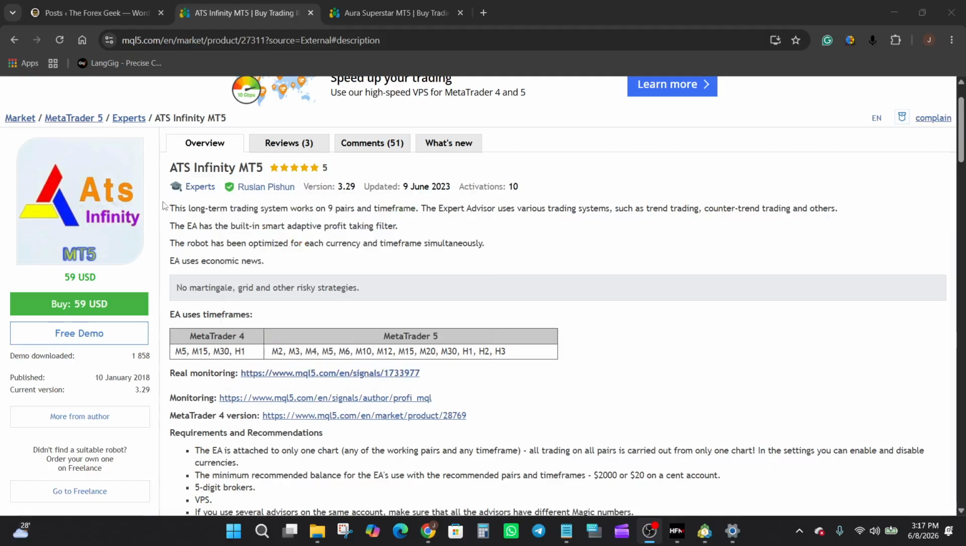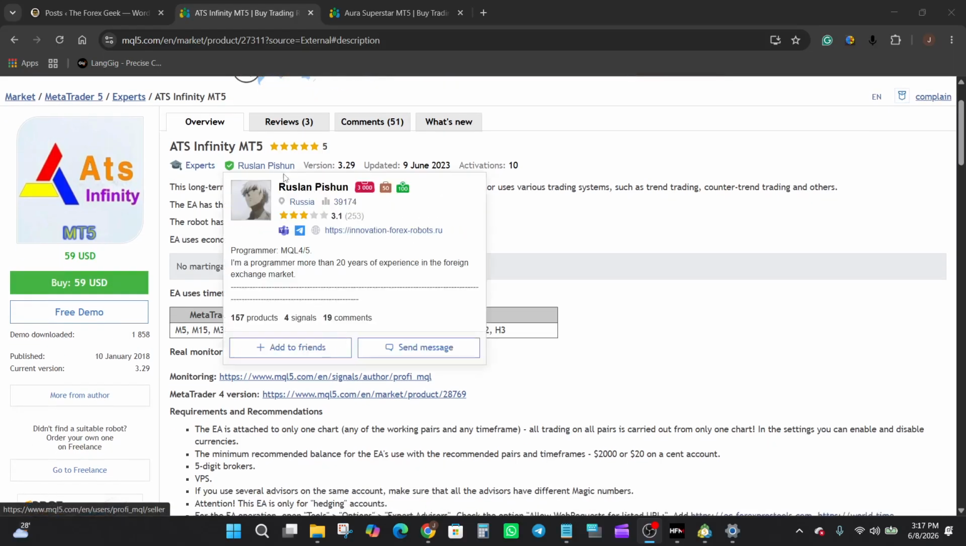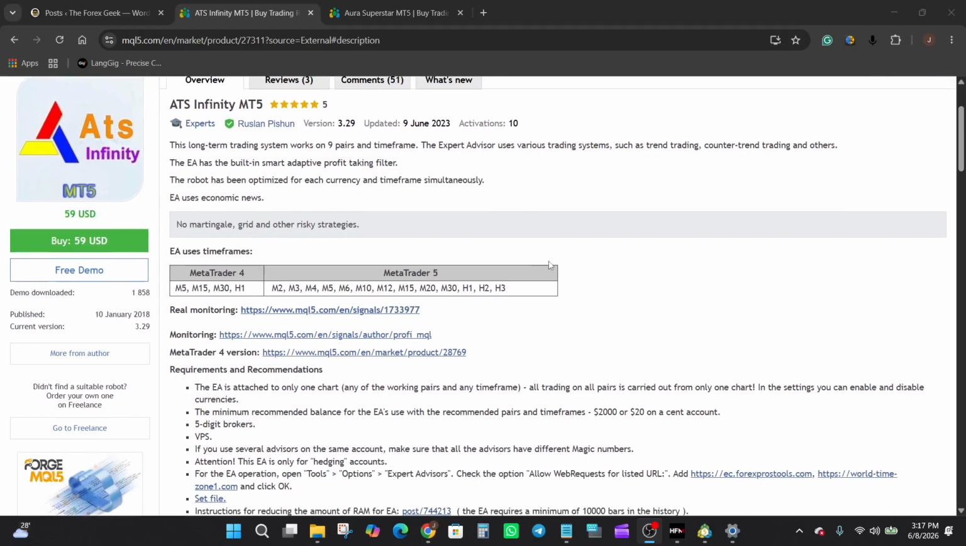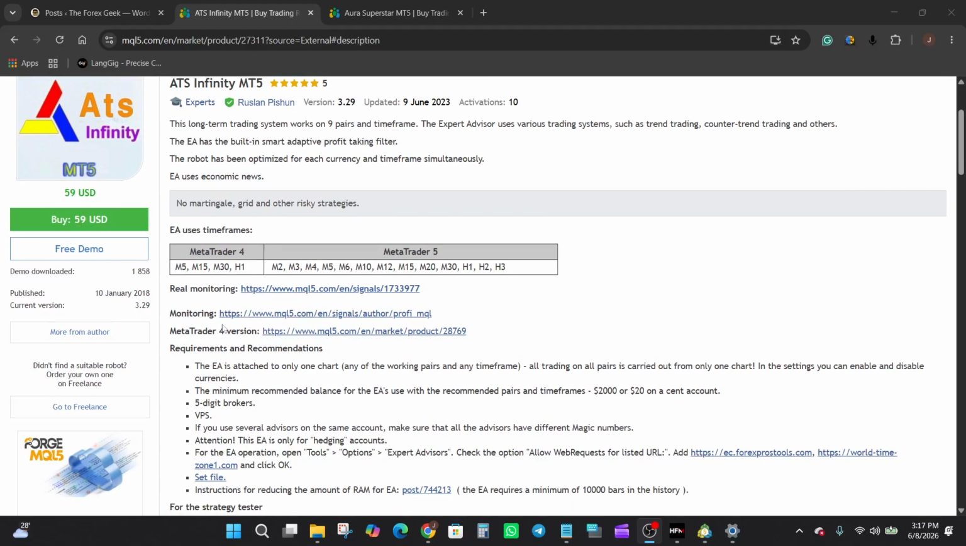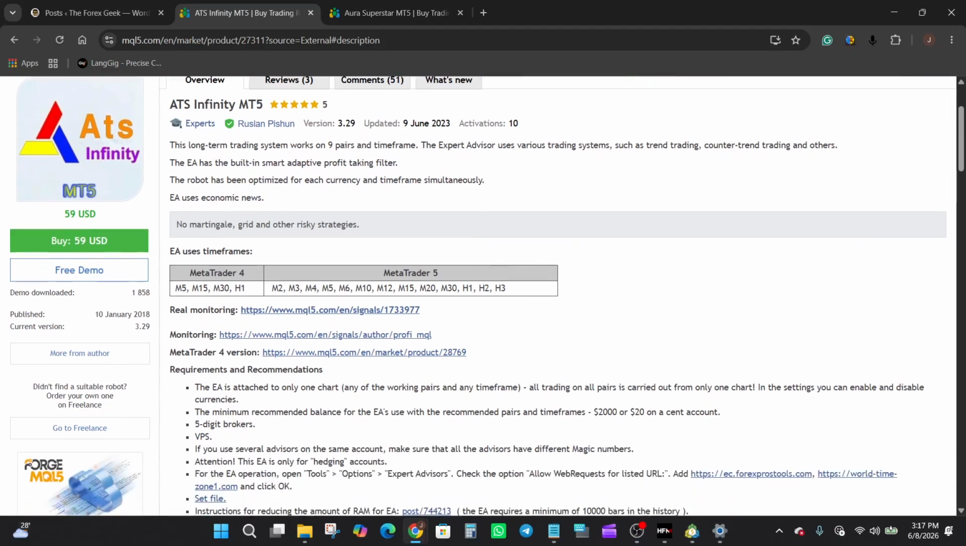So here we are on the MQL5 Marketplace page. This is ATS Infinity EA developed by Ruslan Pishon. It's currently priced at 59 US dollars with version 3.29 updated in June 2023 and 10 activations available. From the listing information, I can confirm this EA supports both MetaTrader 4 and MetaTrader 5. So in this review, I'll be referring to both MT4 and MT5.